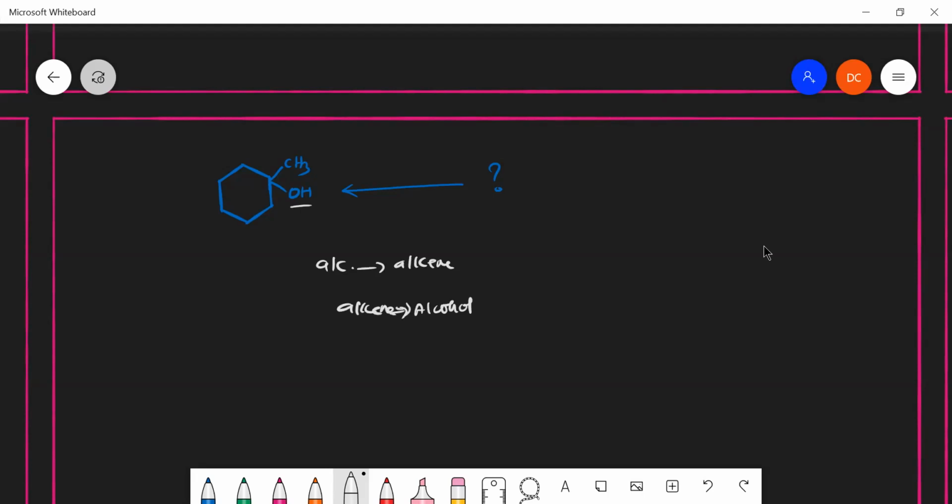So here it is a dehydration mechanism, am I right? And it is a hydration of alkene to alcohol. Here they ask alkene to alcohol, but we have the alcohol, so if you do dehydration, you can find alkene as a product.